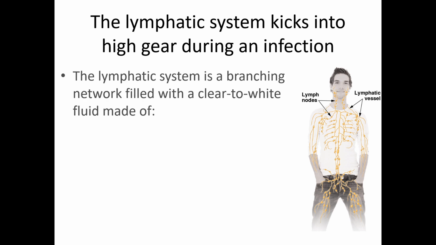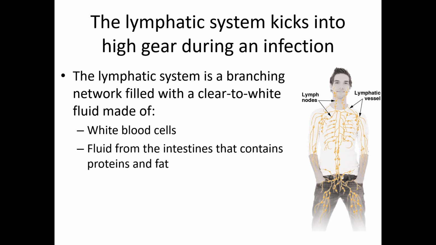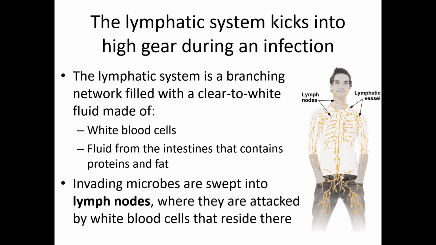So how does this work? Well, you have this fluid called lymph that's normally clear or white, and inside this fluid you have white blood cells, our immune system cells helping fight off infection. We have some fluid from the intestines that contains proteins and fats that are absorbed. And what happens is microbes often get transported into these lymph nodes. And there's a whole bunch of white blood cells hanging out there, kind of like a lounge, just waiting. And they begin to attack those microbes and prevent them from leaving that center.